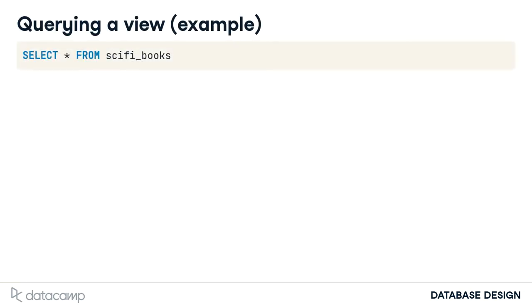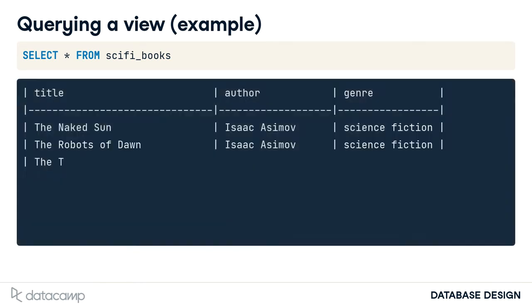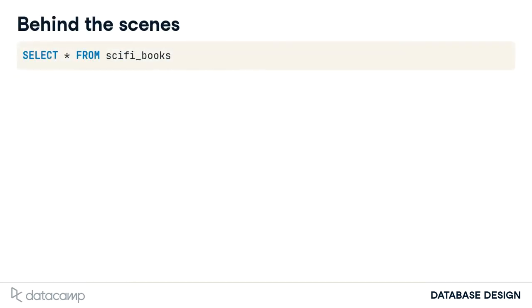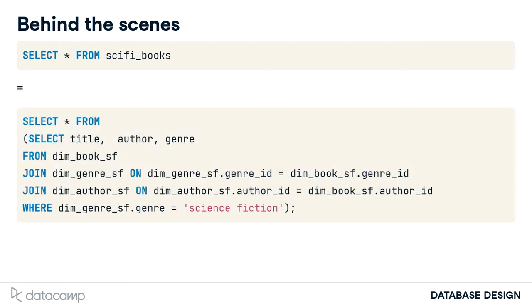After executing the code from the last slide, you can query the view. Sci-fi books isn't a real table with physical memory. When we run this select statement, the following query is actually being run.